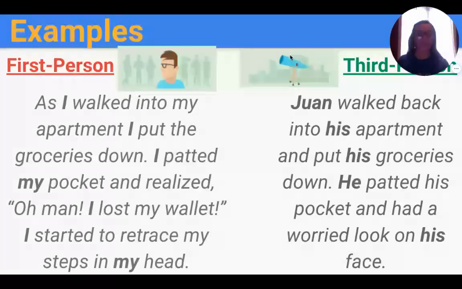Now, if I look at the same story from the third-person narration, it's going to sound a little different. Juan walked back into his apartment and put his groceries down. He patted his pocket and had a worried look on his face. So I am seeing pronouns like his and he, and that tells me that this narrator is outside looking in on the story. That is third-person narration.